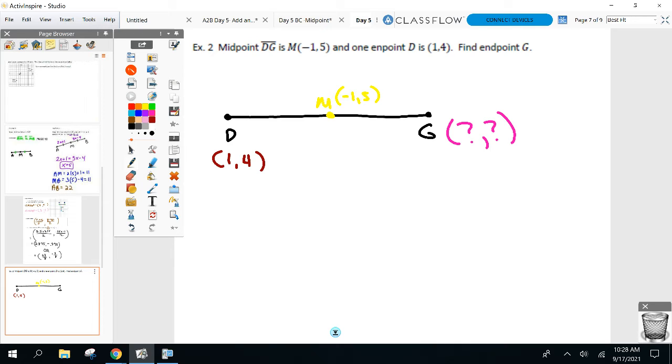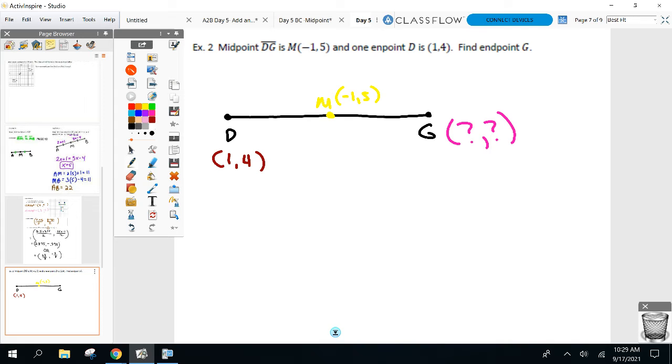Ooh, oh boy. Changed it up on you. Now you know the midpoint. What did I start out with as that other endpoint? Ooh, a little bit tougher, kids, huh? All right, let me show you how I'm going to approach this with you. Where's M again?